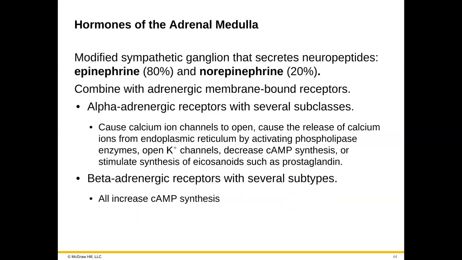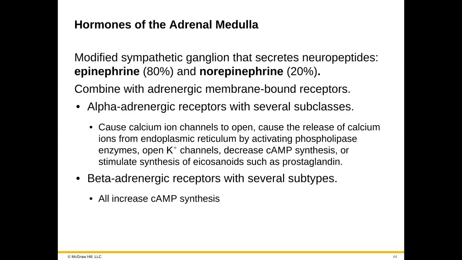So talking about different hormones of the adrenal medulla, we talked about how this is just a modified sympathetic ganglion. It was made of the neural crest cells, just like all the other sympathetic ganglia of the body. And they're going to secrete mostly neuropeptides. The majority of that's going to be epinephrine, which is about 80%, and norepinephrine, which is about 20%. And these can act on different adrenergic membrane-bound receptors, alpha adrenergic receptors and various subclasses. And this is going to cause a wide variety of changes physiologically.